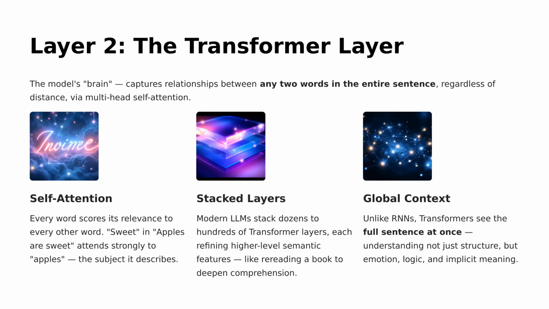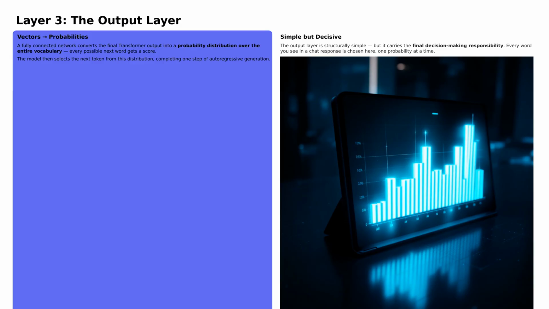Let's dive into Layer 2, the transformer layer, which acts like the brain of the model. Through multi-head self-attention, it captures relationships between any 2 words in a sentence, no matter how far apart. Each word evaluates its relevance to others. So sweet in "apples are sweet" connects with apples. By stacking many transformer layers, models refine understanding, grasping not just structure, but also emotion and implicit meaning, unlike RNNs.